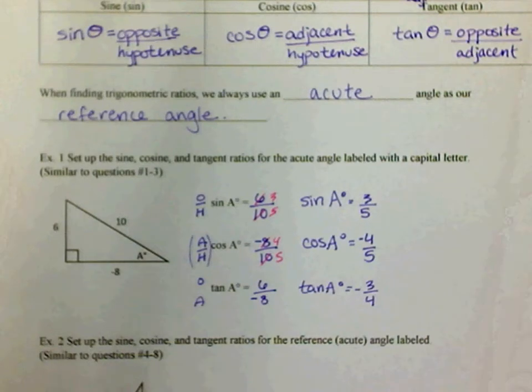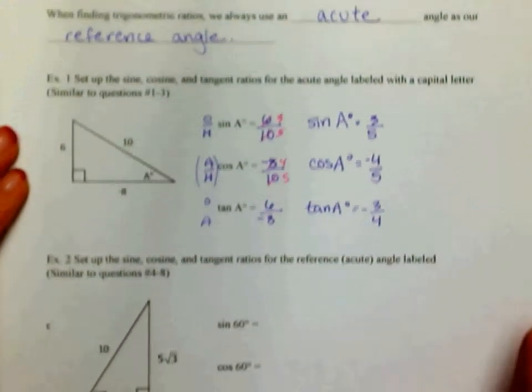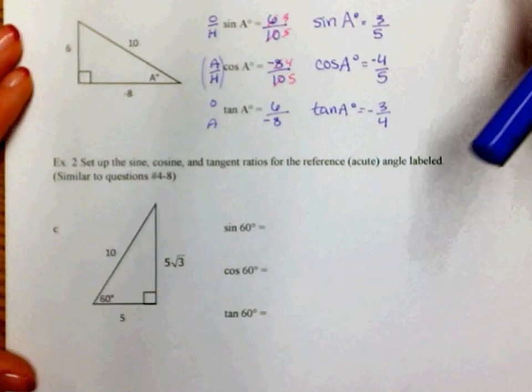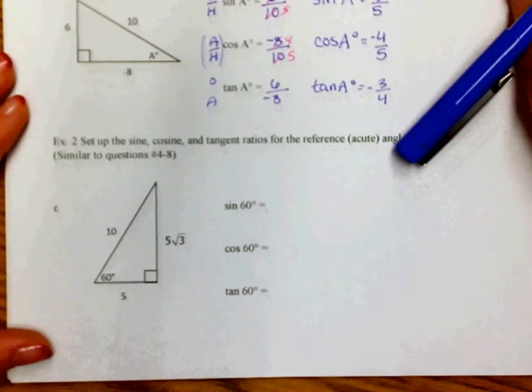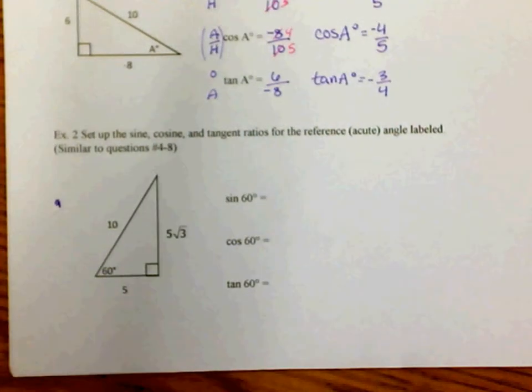Okay, example 2 is very similar. The only difference is I've actually given you a measurement for the angle. I don't know what this letter C is right here. You can just cross that out. Set up the sine, cosine, and tangent ratios for the reference angle labeled. So again, this is similar to questions 4, 5, and 6, 7, and 8 in your packet.